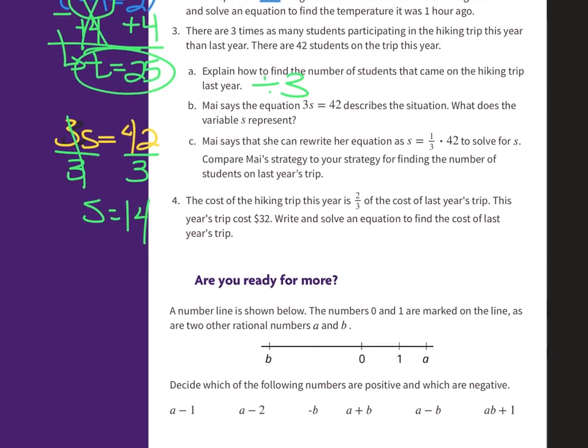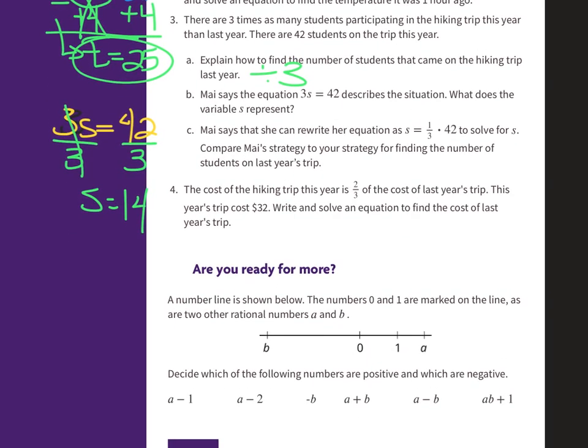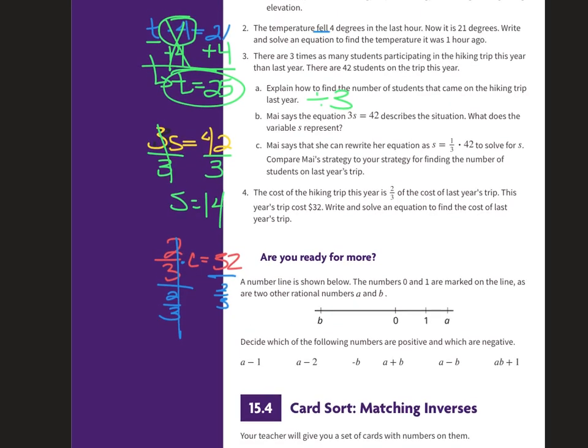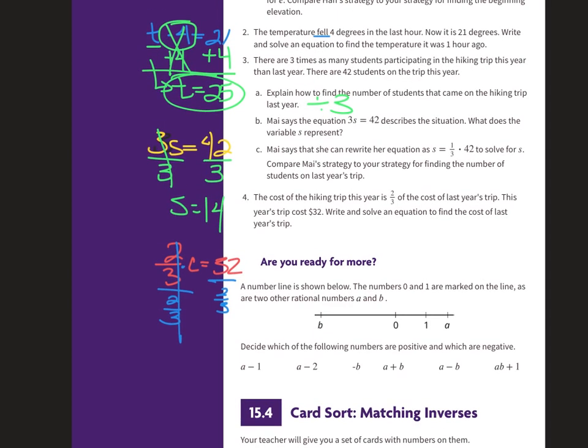Number 4. The cost of a hiking trip this year is 2/3 the cost of last year's trip. This year's trip cost 32, right? Write and solve an equation. So this year is 2/3 of last year. We don't know the cost from last year, so we can go 2/3 times the cost equals 32. Okay? So to get rid of times, we divide by 2/3. So those go away. Divide by 2/3 here. So using my calculator, if I go 32 divided by 2/3, I get 48. So the cost last year was 48.